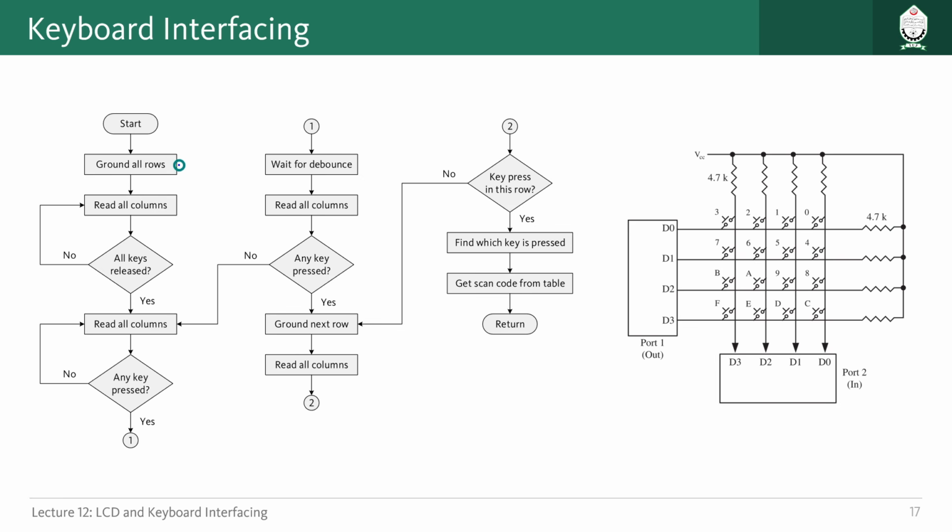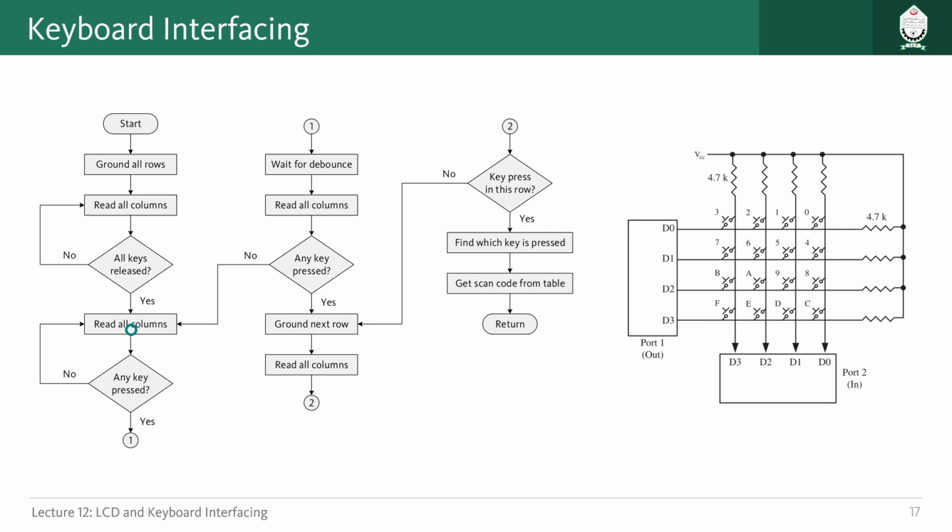Similarly here, we are grounding all the rows, then reading all the columns. As we said, first we try to figure out whether the key that was previously pressed is released or not. If not, we have to read the columns again and wait for that key to be released. And if it is released, we say yes here, and again we read the columns.